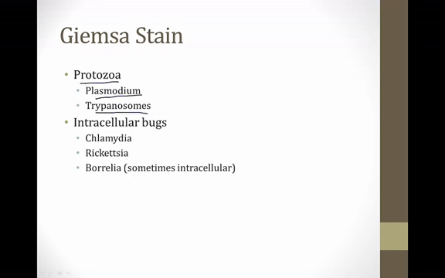and trypanosomes like the bacteria that cause Chagas disease and sleeping sickness. And it's used for some intracellular bugs like chlamydia and rickettsia and borrelia, which sometimes is an intracellular bug. And you can just remember that it goes inside cells. It's a useful stain to get inside of cells. So Plasmodium lives inside cells. So do chlamydia and rickettsia. And that's the way I always keep straight the utility of the Giemsa stain.